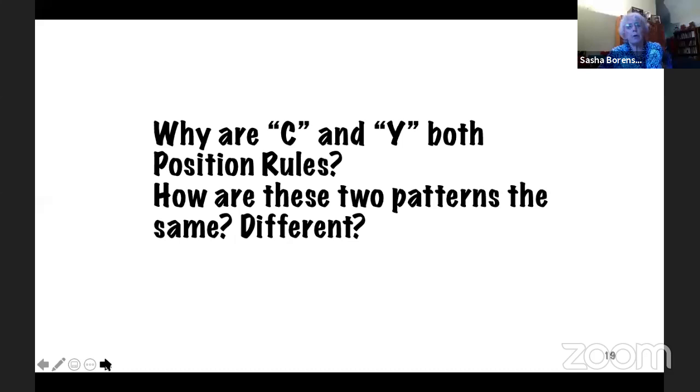So here's a really important question that I want all of you to answer, and then we'll share your answers. Why are C and Y both position rules? And how are these two patterns the same? And how are they different? These are the kinds of questions that I ask my kids all the time. So I get to ask you, why are C and Y both position rules? And how are they the same? And how are they different? Please. When you've got your answer, you can put your thumb up.